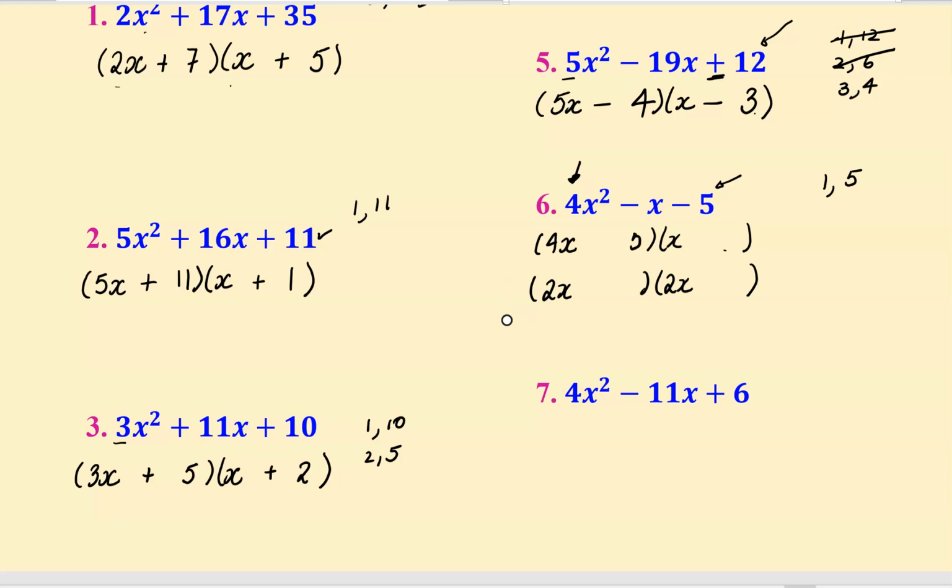We could put a 5 here and a 1. Now 4x, I've got a 4x and I've got a 5x. So there's a possibility. So what happens? I want a negative 1 here, so that's minus and that's plus. Positive 4x, take 5x, we're done. Don't even have to worry with the other one. So a little bit of trial and error.